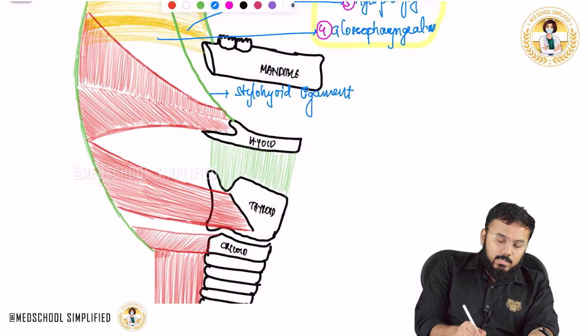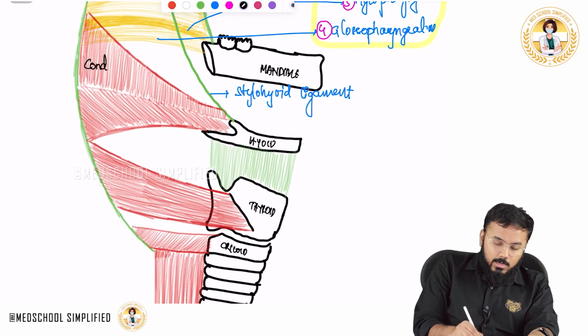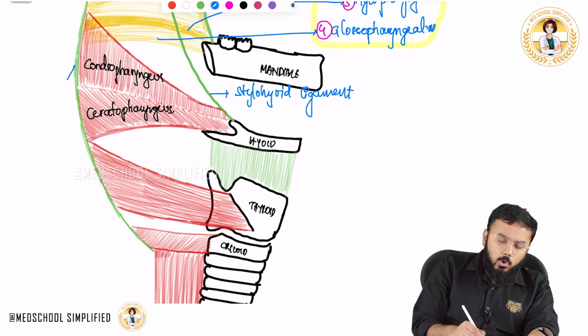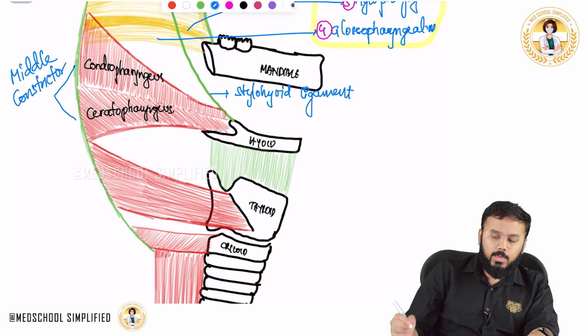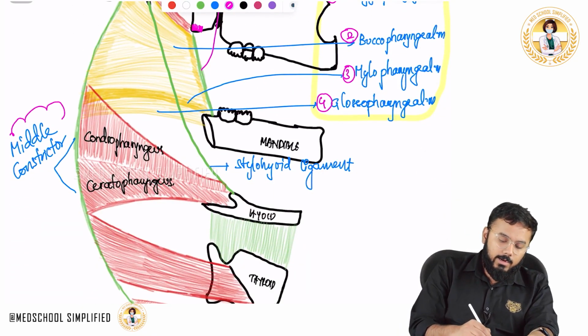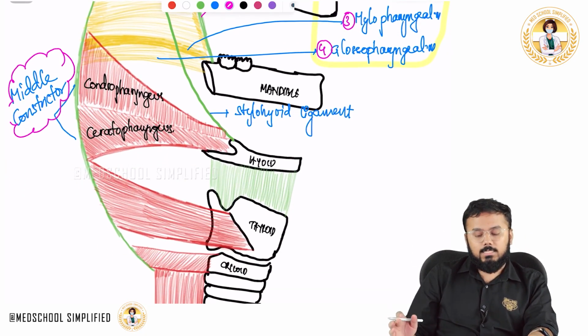Now, on the backside here, you have a few muscles. What are these two muscles? This muscle over here is called the chondropharyngeus muscle, and this one is called the ceratopharyngeus muscle. Both of these together are the parts of the middle pharyngeal constrictor. So how many constrictor muscles have we got? We have the superior pharyngeal constrictor, and the next one is the middle pharyngeal constrictor, which has two parts: the chondropharyngeus and the ceratopharyngeus.